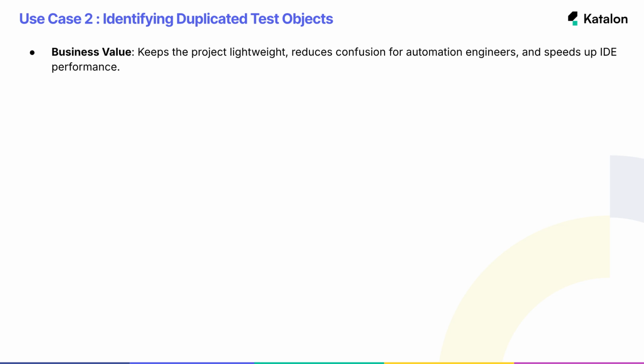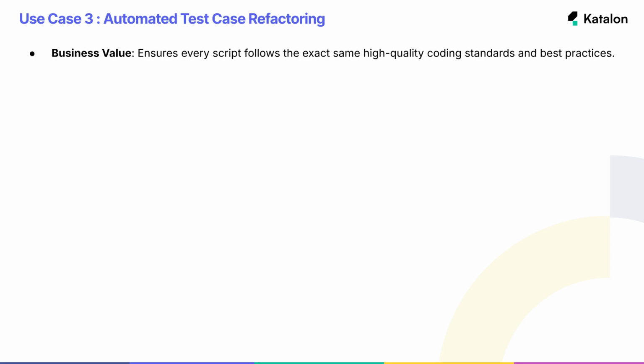Identifying and managing these keeps the project lightweight, reduces confusion for automation engineers, and speeds up the IDE performance. Use case 3 demonstrates automated test case refactoring. This ensures that every script adheres to high-quality coding standards and best practices consistently across your project.